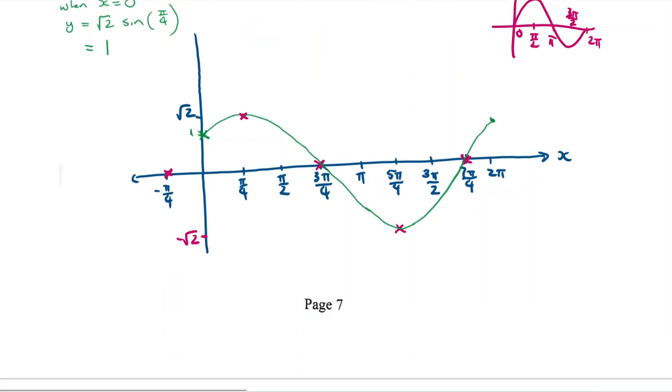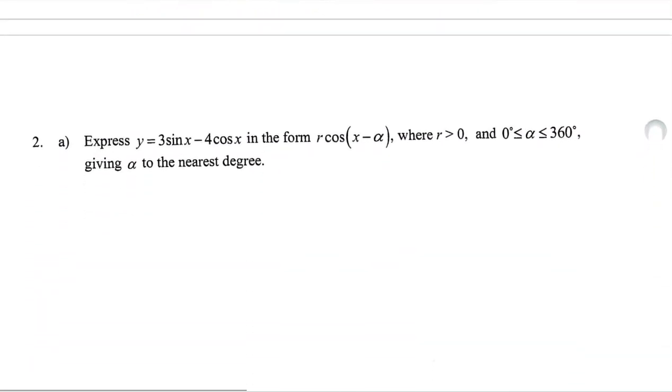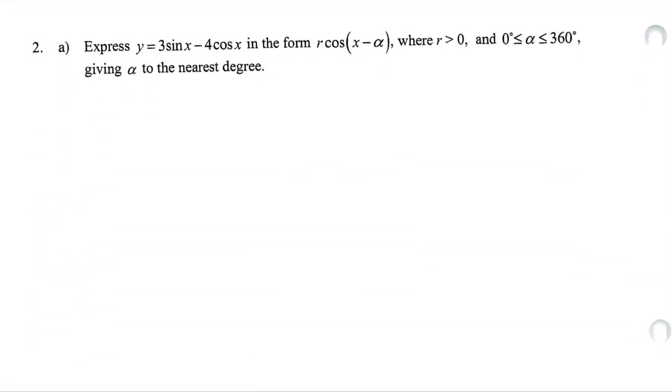All right, next one. Question 2. Do it all again. Express y equals 3 sine x minus 4 cos x in the form r cos(x minus alpha), where r is greater than 0. And we're doing this one in degrees. It says between 0 and 360. Give your answer to alpha to the nearest degree. Okay, so we've practiced this now. We know how to do this.